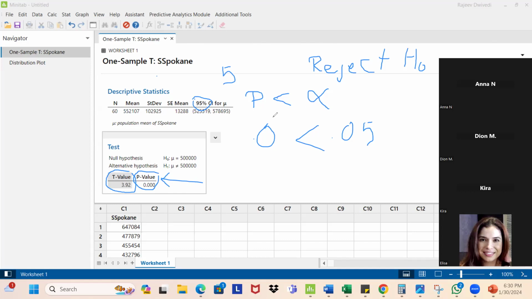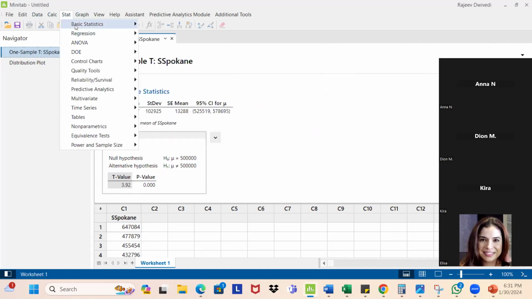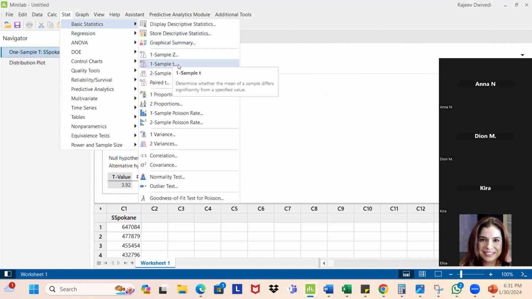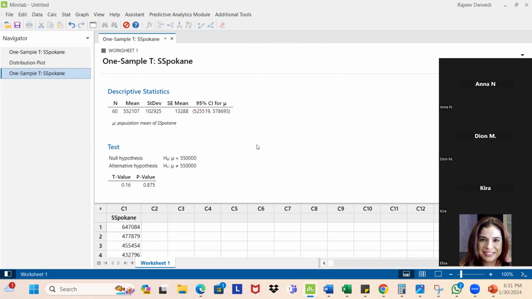Let's say I'm going to demonstrate the same thing. I'm going to change the mu value a little bit. Instead of 500,000, let's say I change my statement. I said the average price is 550,000. And let's see how it works. I hope you are able to see my Minitab. And here I just changed it to 550. And now you see. Now what do you conclude?